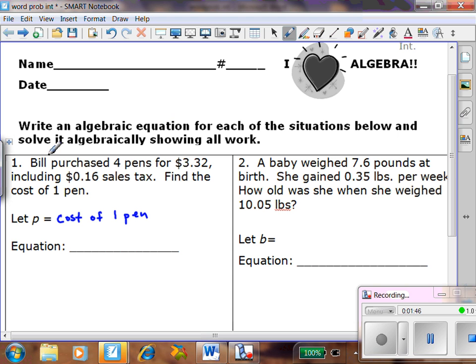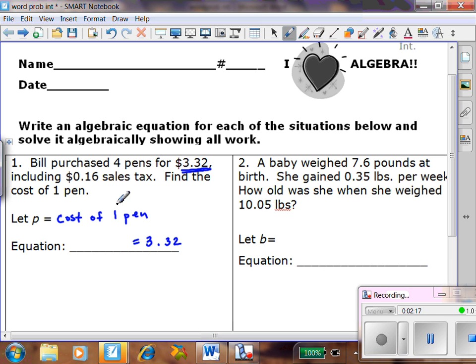Well, I know, first of all, he bought 4 pens, and he had to pay sales tax on top of that. So whenever you pay sales tax, that means that's the amount of money being added onto the total cost to figure out what you actually have to pay. So the amount he paid total was $3.32. So I know that's my total. I'm going to put it over here on the right-hand side and put an equal sign here.